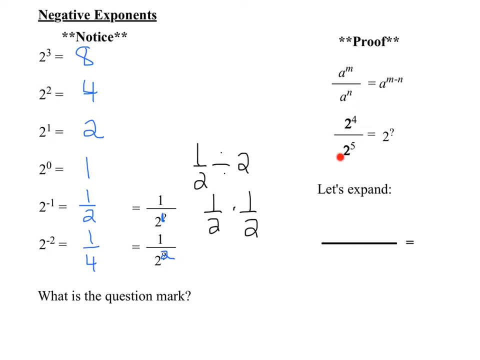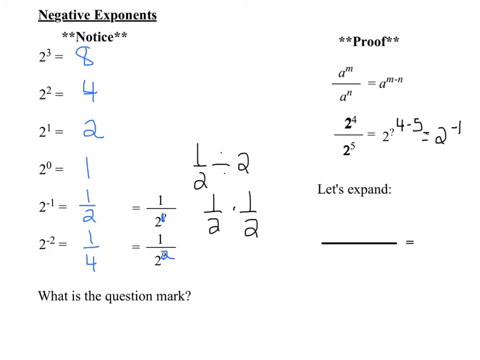So according to that rule, if I apply this rule here, 2 to the 4th divided by 2 to the 5th would mean to do 2 to the 4 minus 5, which would be 2 to the negative first. But let's see what happens when we expand it.